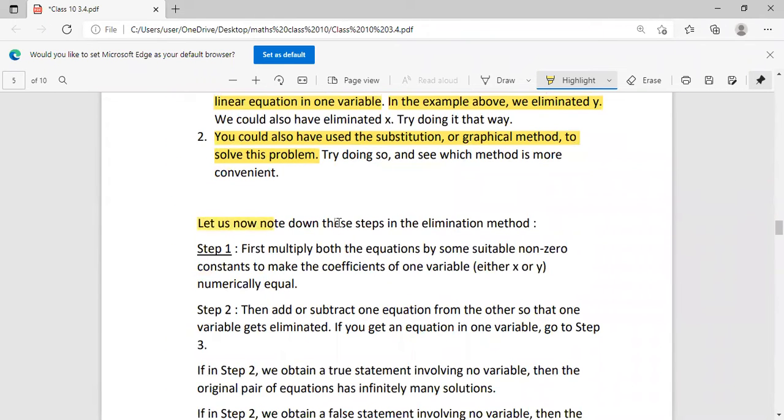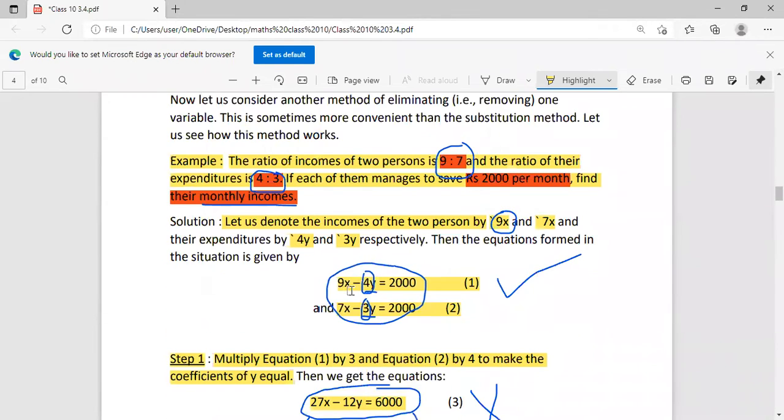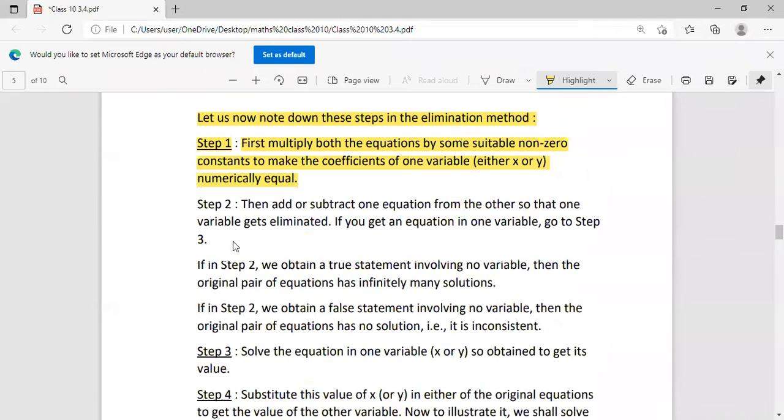And let us see the steps in this elimination method. You already know it, but only for your knowledge and better understanding, I am explaining these steps. So step 1. First, multiply both the equations by suitable non-zero constants to make the constant coefficients of one variable, either x or y, numerically equal, as we had done here. See, here we had multiplied it by the number 3 and by the number 4, like that. Okay, that was the first step.